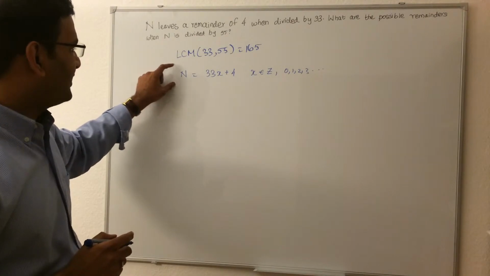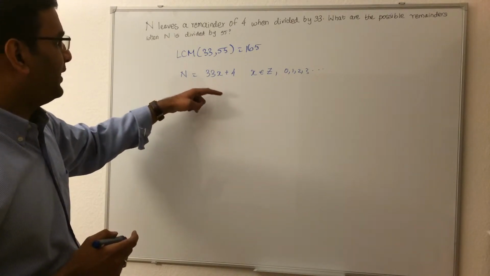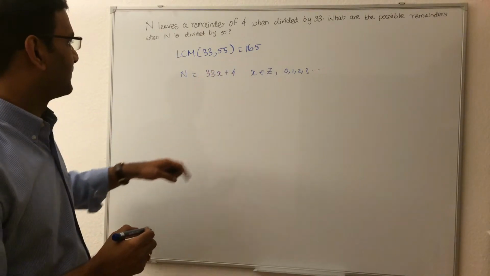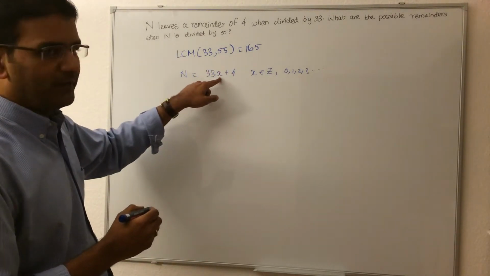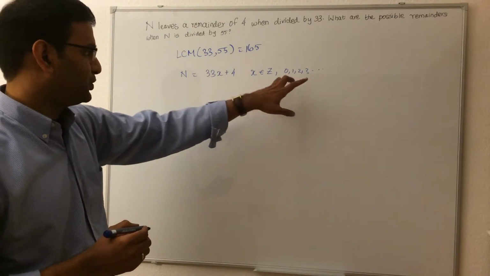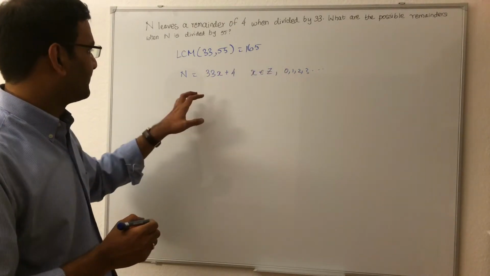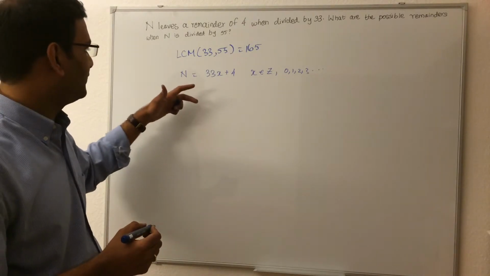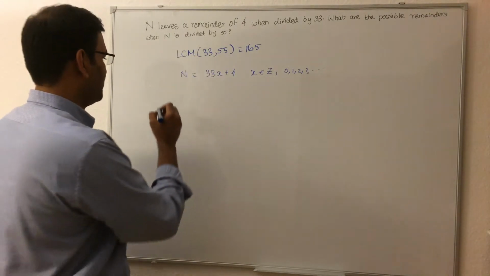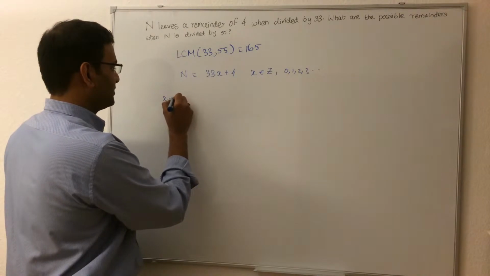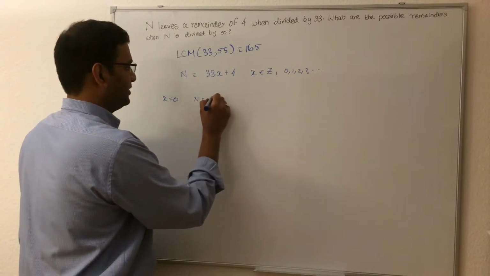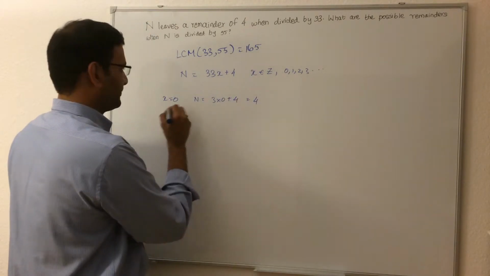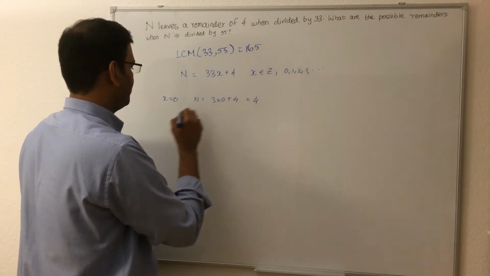Having represented n in this format, we now need to find all the values of n which are less than 165. So to do so, we apply various values of x from 0 onwards and see what are the values of n that are less than 165. Let me do it for you. With x equals 0, n becomes 33 times 0 plus 4, it would be 4. So 4 is less than 165, so we keep it.